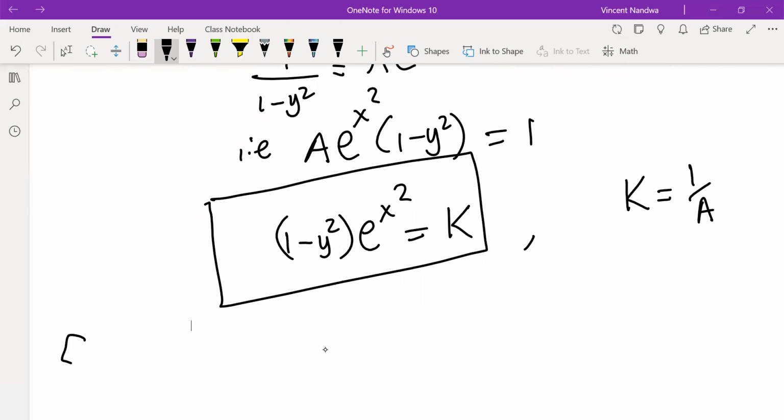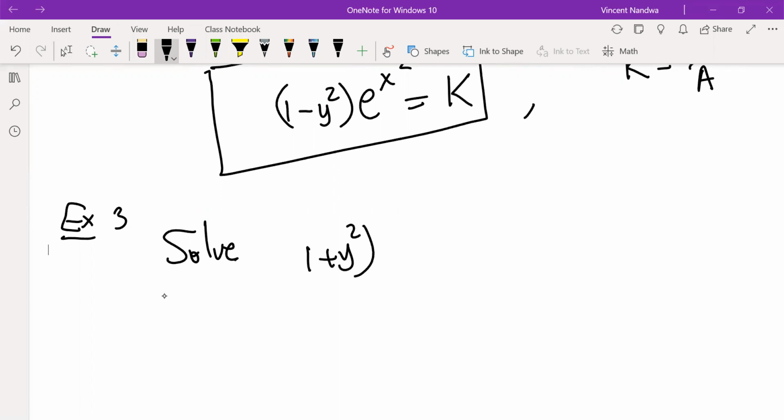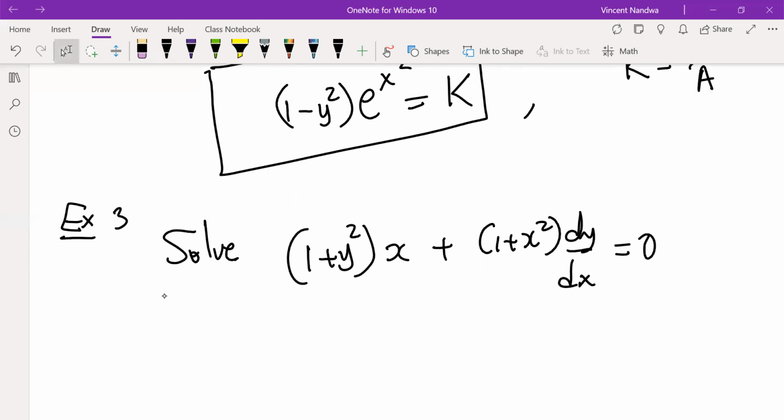Number 2, example 3: solve (1 plus y squared) x plus (1 plus x squared) dy/dx equals 0.